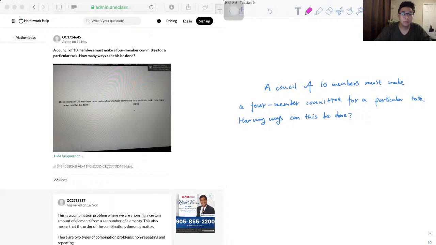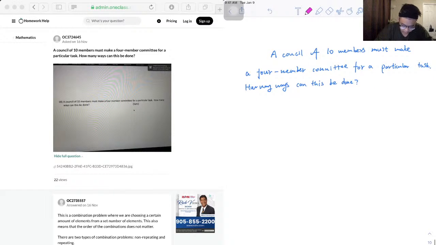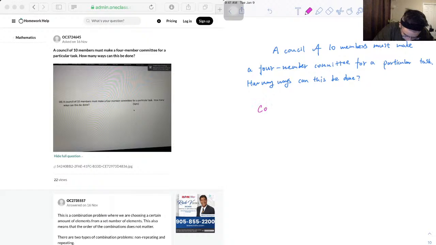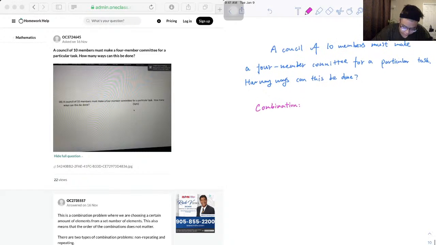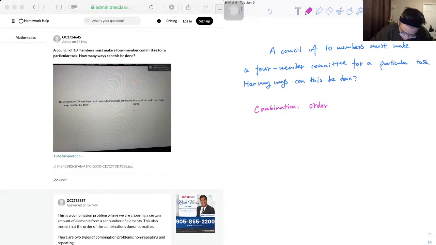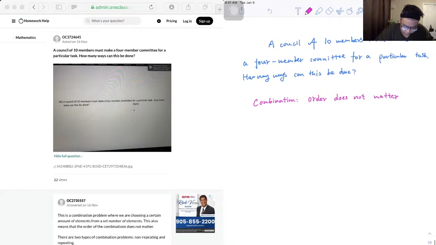Alright, so this is a combination problem where we need to choose a certain number of elements from a set of elements, and this also means that the order of the combination doesn't really matter. So let's write that down. We're solving a combination question, and in combination, order does not matter.